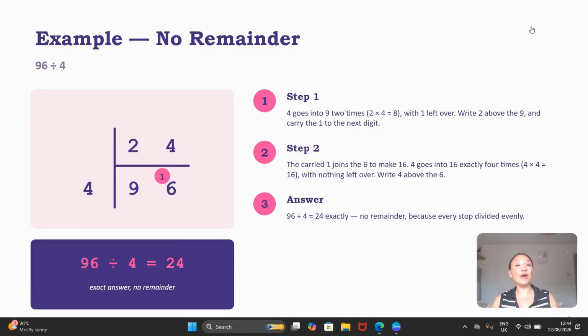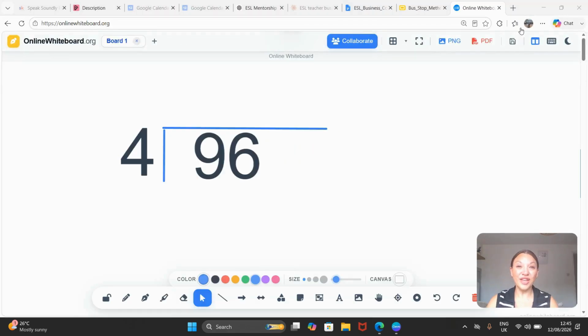So first of all, we're going to look at how to do this with no remainder. We're going to follow some simple steps, and by the end of this video, you'll feel really confident with the bus stop method. So first of all, we've got 96 divided by 4.